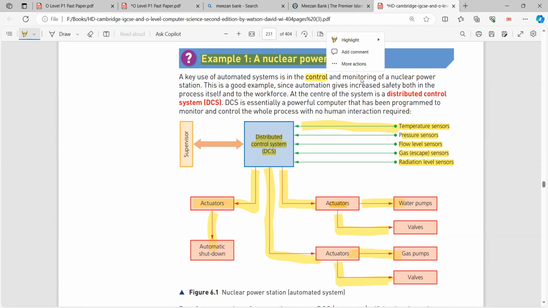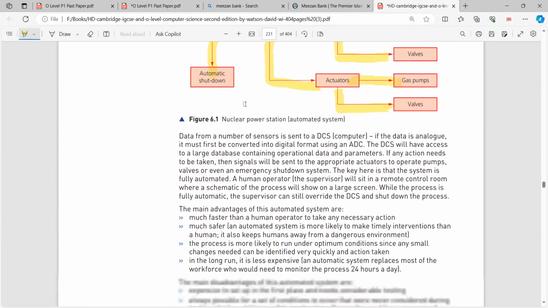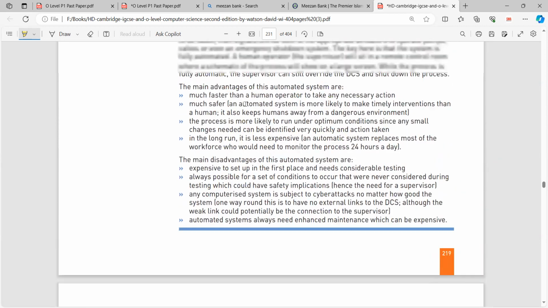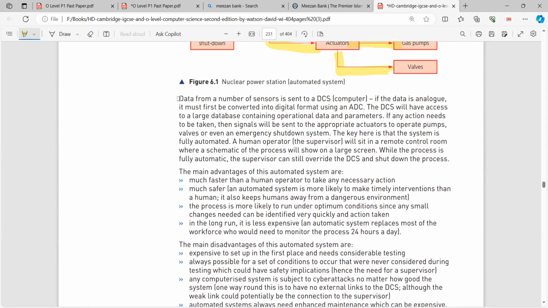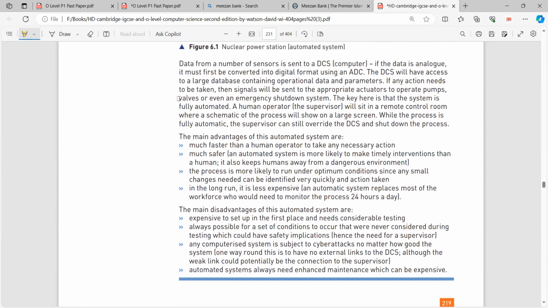It means that it is controlling and monitoring a nuclear power station. At the center, you can see that I have this distributed control system, and this is a powerful mechanism. That means that there is no human intervention needed. The same is written here as well. Here again, we are going to follow the same concept that I have just spoken to you. That means that data from a number of sensors is first sent to your DCS.